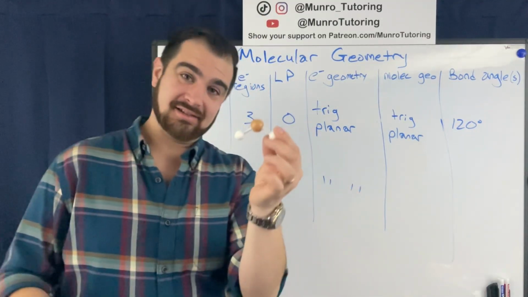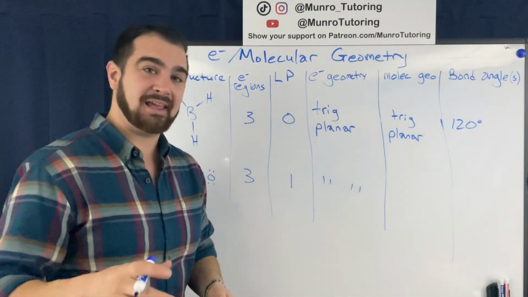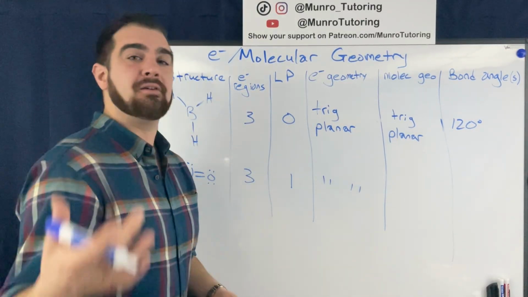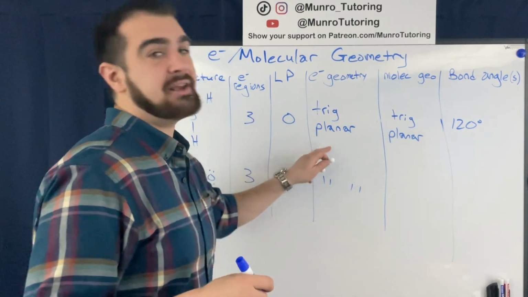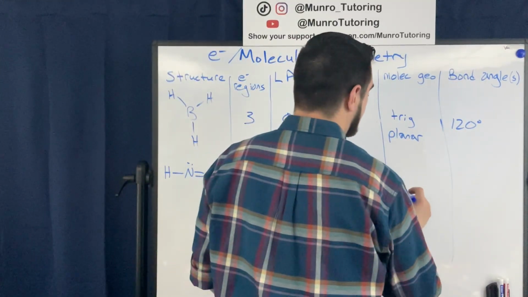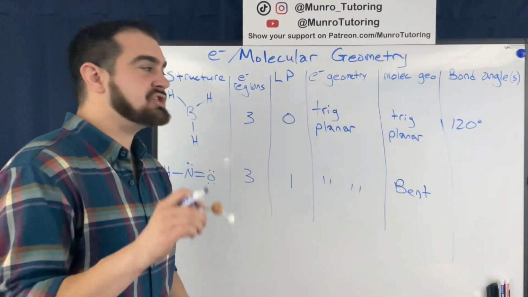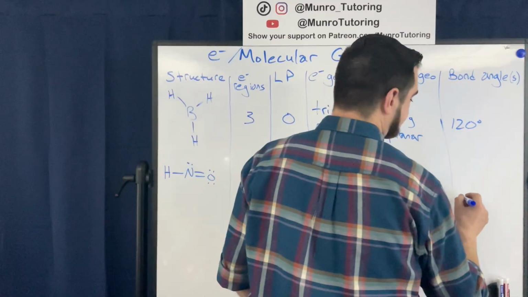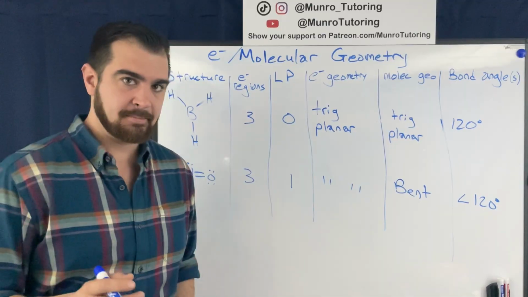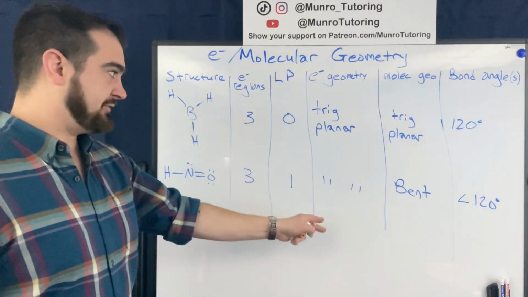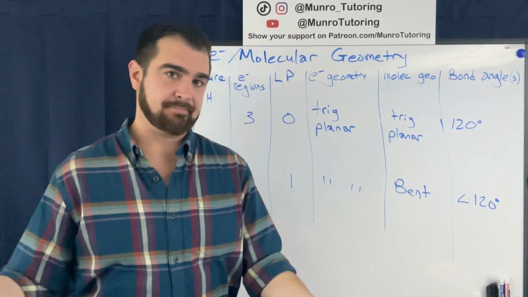But because this is a bent shape, right? If we took linear and we just bent it, that's what we're getting. But it's not the same as the other bent that we had before. The other bent was based off the tetrahedral electron geometry. This is based off the trigonal planar electron geometry. So we get bent, but it's not the same bent. So this is going to have a less than 120 degree bond angle, not less than 109.5, okay? So we have to know our electron geometry first, and then we can figure out the molecular geometry and the bond angles from that, okay?